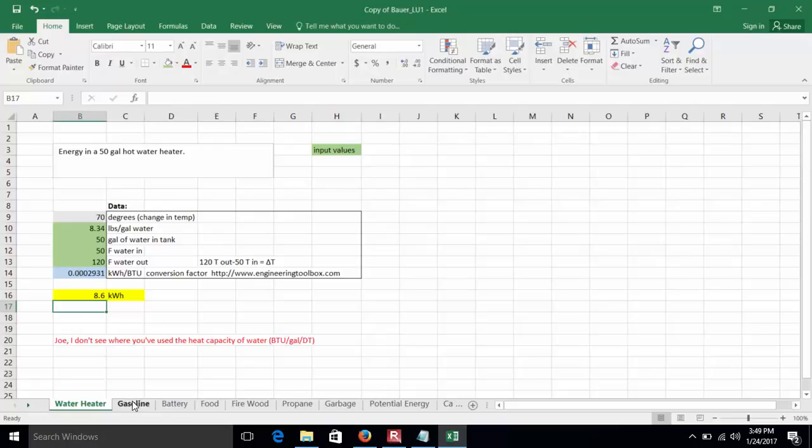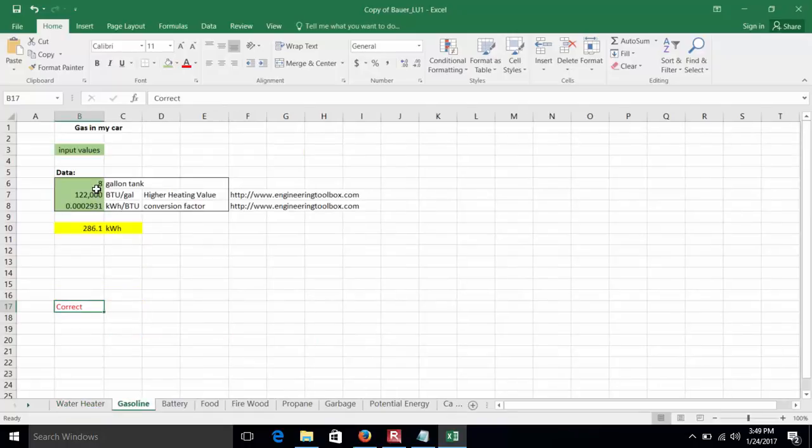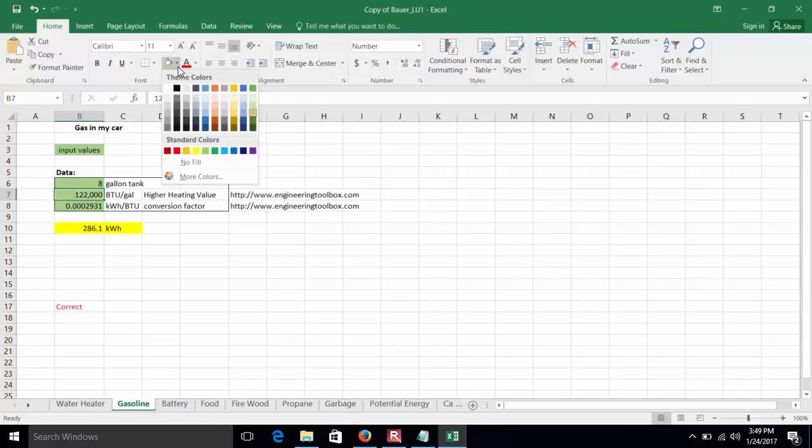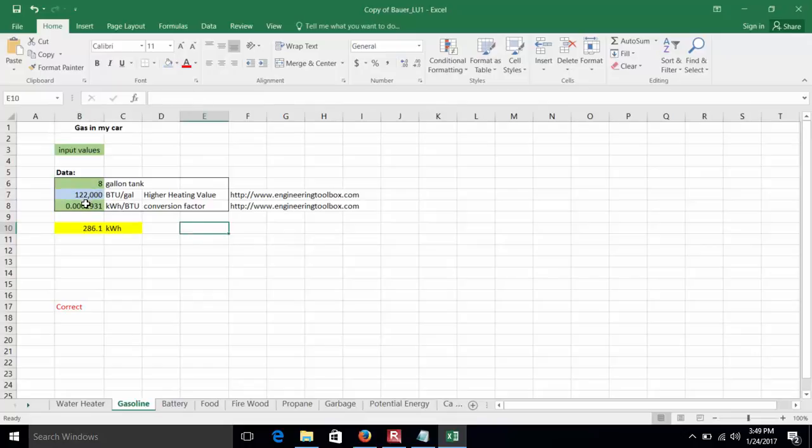Okay, so here's gasoline, 8-gallon tank, BTUs per gallon. And again, I might suggest that you just leave these blue. They're not really inputs, they're just conversion factors, input values. And you can come up here and say, okay, these are conversion factors.